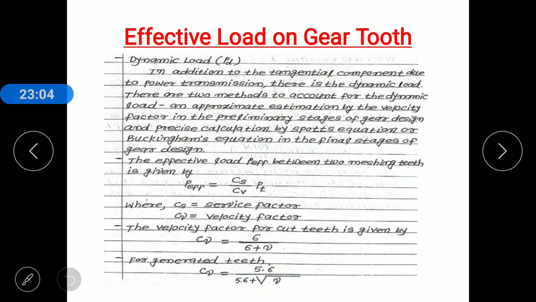First one, the velocity factor for cut teeth is given by Cv is equal to 6 divided by 6 plus V, and when the gears have generated teeth, the velocity factor is Cv is equal to 5.6 divided by 5.6 plus under root V. Using these two relations, we find out the velocity factor in the case of a bevel gear.